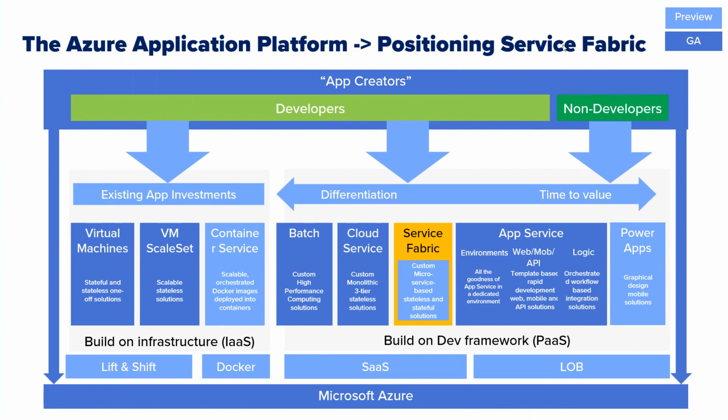The application platform, and really, how do you position Service Fabric? So typically you're obviously hitting the app creators. So you have developers that you're talking to, and typically you're talking about their existing app investments, and understanding what they're doing with their app investments. Are they built on IaaS? Are they doing a lot of lift and shift? Are they on Docker? And what are the differentials when you go from an existing app investment? For example, you're going from a custom monolithic 3-tier app to a custom microservices-based stateless or stateful solution.